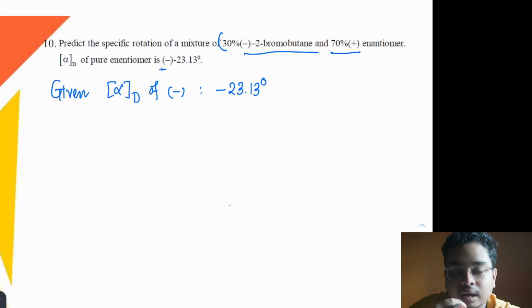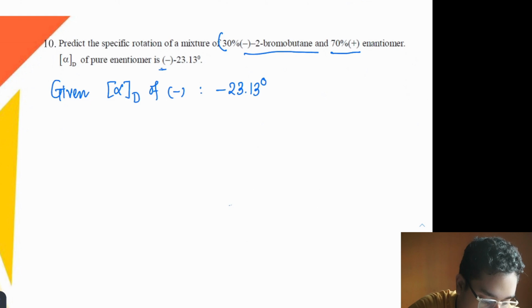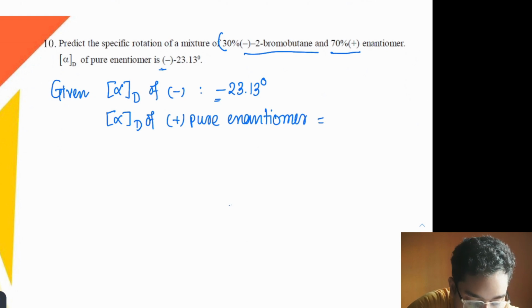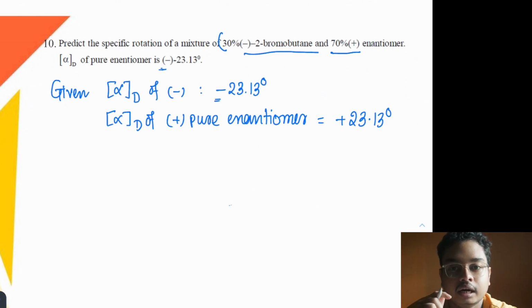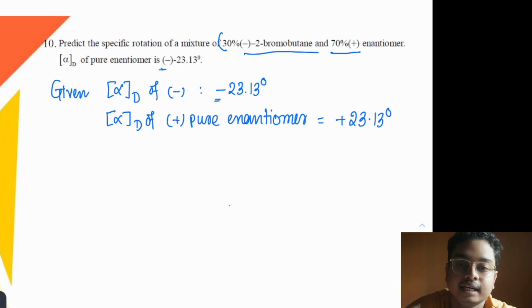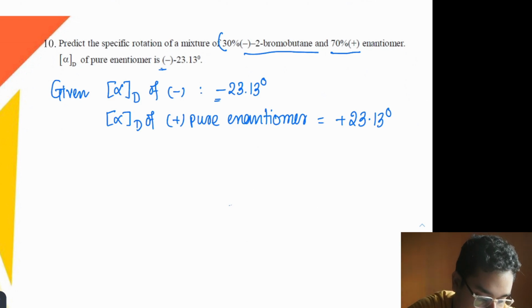Now this thing you have to remember very cautiously. If it is given that alpha D of the pure enantiomer, that is 23.13 degree, is minus, then alpha D of the pure plus enantiomer should be plus 23.13 degree. You have to remember this particular thing. Okay, if alpha D of minus is given, then alpha D of pure plus will be exactly opposite, just the sign will be changed. This should be remembered.